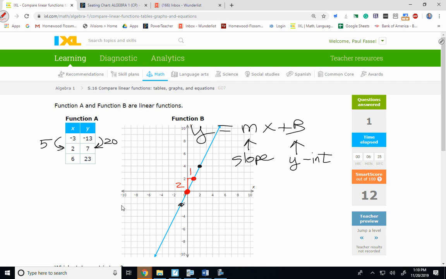Divided by the run, I go 1. And note it's a positive 2 because I went up 2, and it's a positive 1 because I went right 1. So the slope is rise over run, which is 2. So the slope of B is 2. The slope over here, remember, was, sorry, I didn't do it earlier. The x was a change of 5, and the y was a change of 20. So I do 20 divided by 5, which gives us a slope of 4. So A has a greater slope than B.